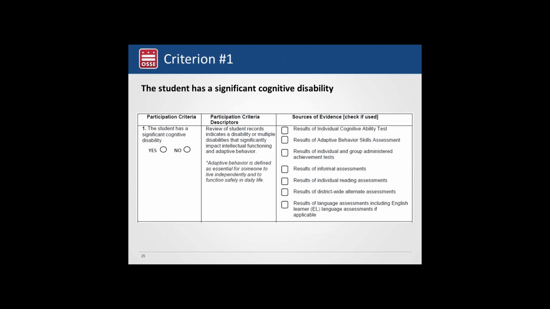So criteria 1: the student has a significant cognitive disability. In order to meet this criteria, a review of the student records indicates a disability or multiple disabilities that significantly impact intellectual functioning and adaptive behavior. Some data sources used to identify this criteria can be individualized cognitive ability tests, results from informal assessments, and results of individual reading assessments, along with other data sources.